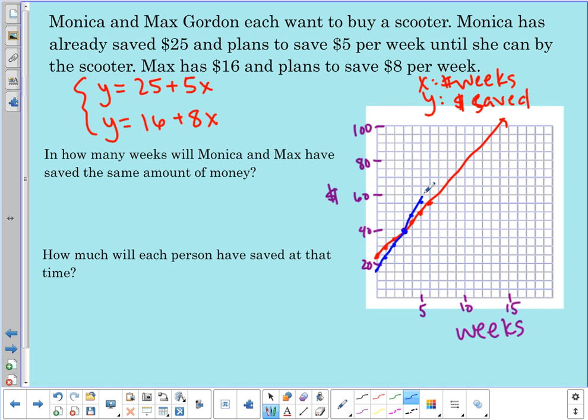So it starts a little bit lower, but it increases a little bit faster because he's saving more per week. So now that point of intersection looks like it's right about there. And we need to determine what number of weeks that is at and how much money they have. So the number of weeks at that point of intersection is 3. And the money that they have saved is over here at 40. So that's the next part of my question. They've saved $40 after 3 weeks, and that's the same amount.